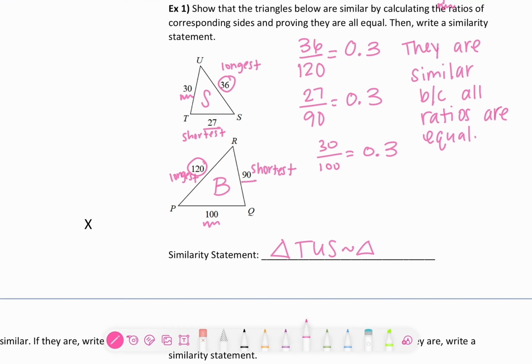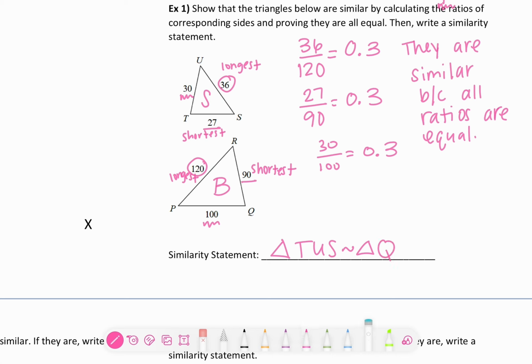And then we need to figure out what corresponds. So T is across from the longest side, which is 36. 36 corresponds to 120. So across from 120 is Q. So that means that Q and T correspond. They go in the same position. So that means that it's going to be triangle Q.